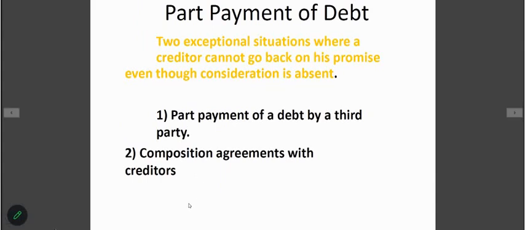The two exceptional situations when a creditor cannot go back on his promise, even though consideration is absent: they never agreed to anything but part payment of the debt by a third party. That means you cannot go through a third party, because you deal with the second party. And a composition agreement with the creditors. All right, take note.